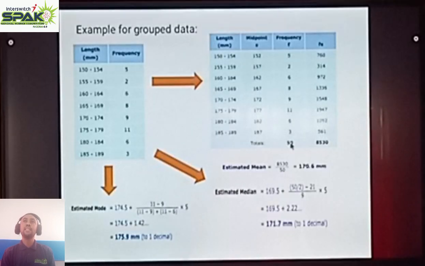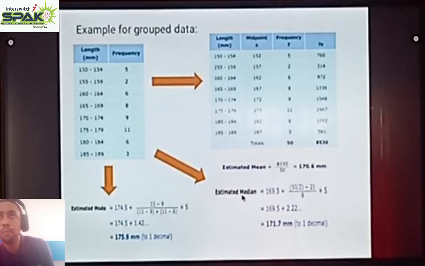Then to find the mean, we have summation fx over summation f. So 8,530 divided by 50. That will give us 170.6 millimeters, because that is the unit of the length given. You can verify to get it correctly.